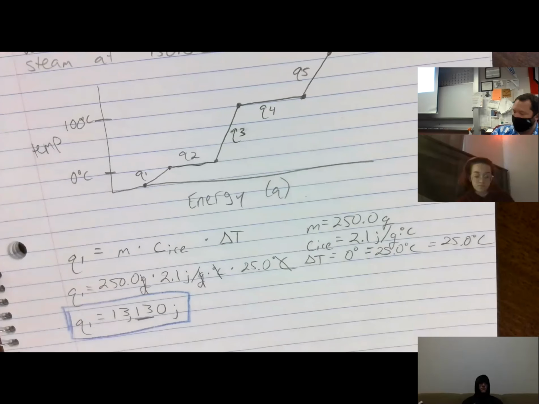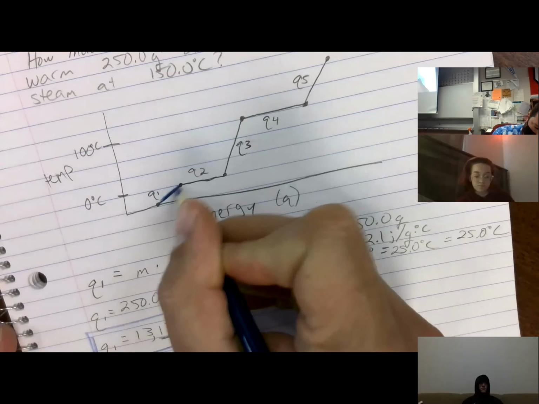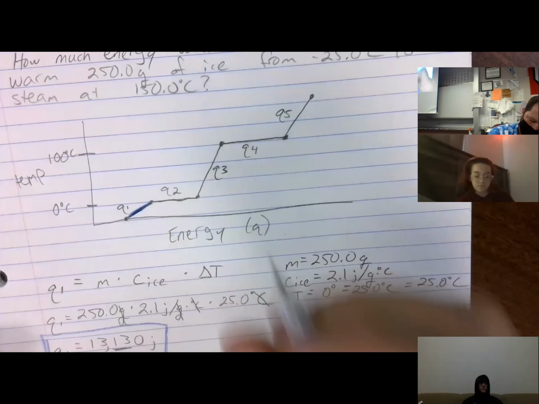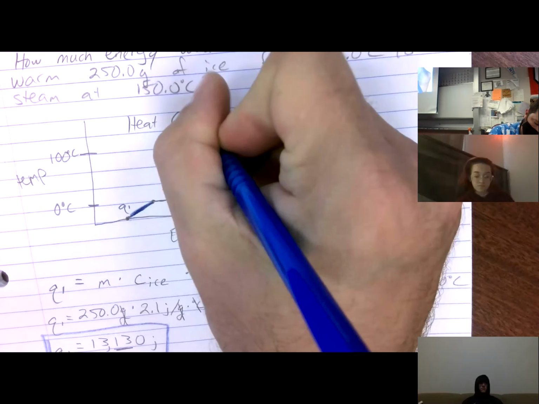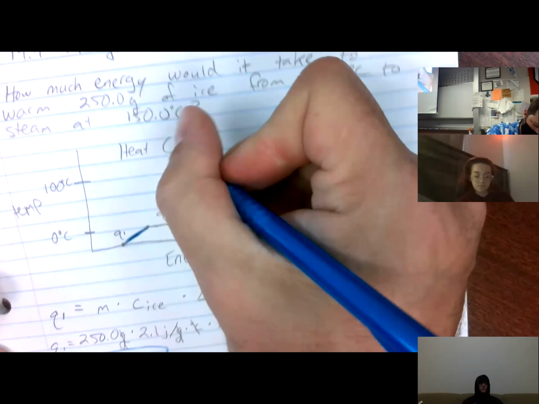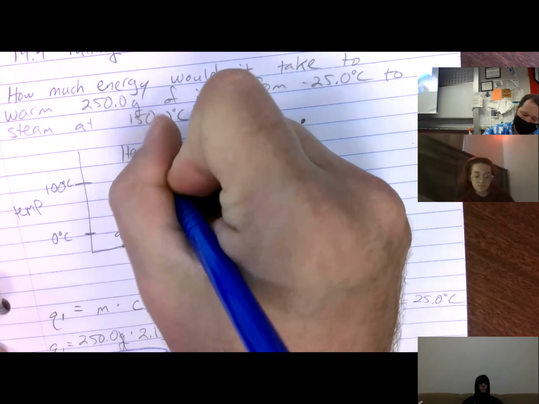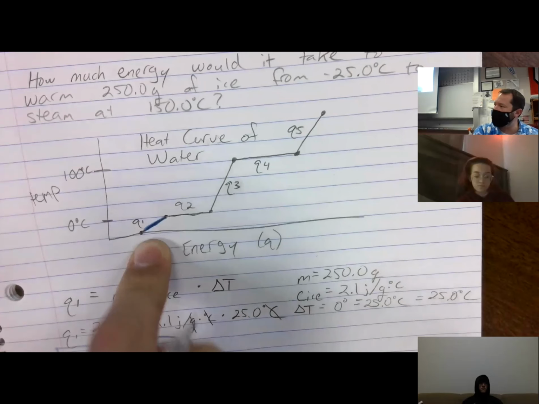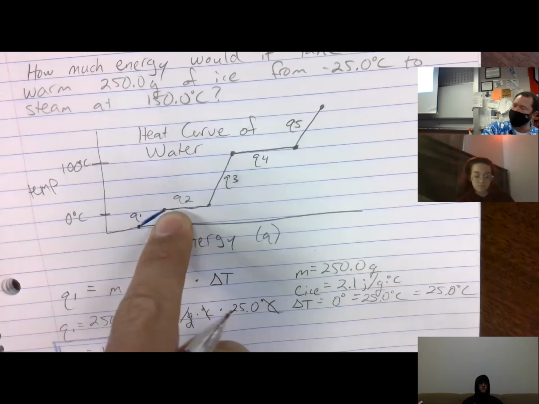So there's my first energy change. Again, that's this area of the heat curve right here. I did not have a title on this, so. Heat curve of water, we found our first amount of energy. How much energy is going to be required to bring our ice from negative 25 up to 0?